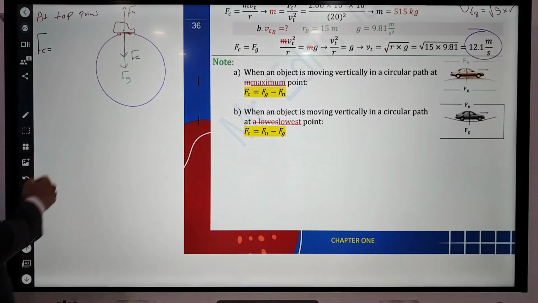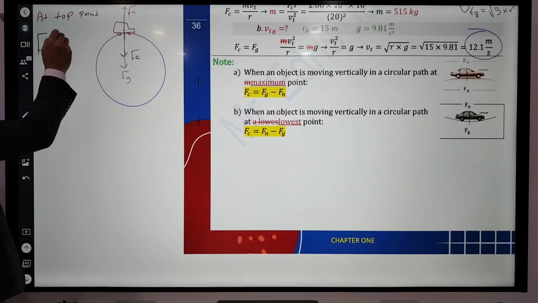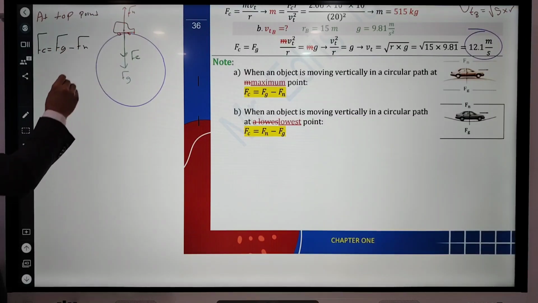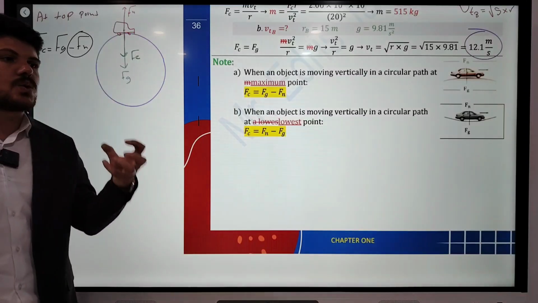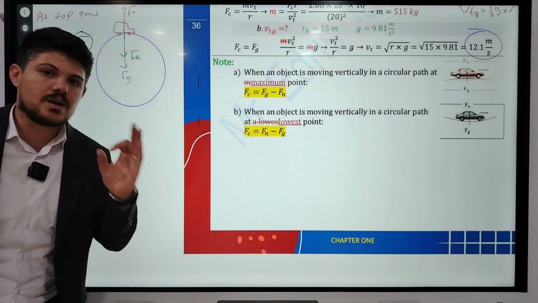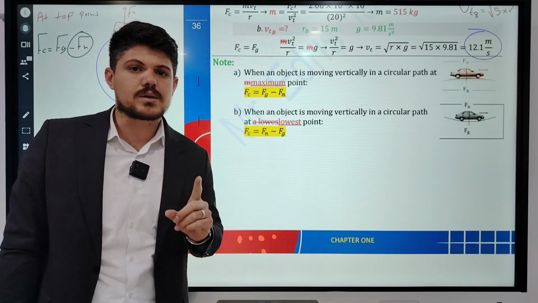Fc, which is directed toward the center, so that is why you have to consider it positive, is equal to what? Fg minus Fn. Why is the normal force negative here? Because it is directed outward of the circular path. Any force directed toward the center should be considered positive.